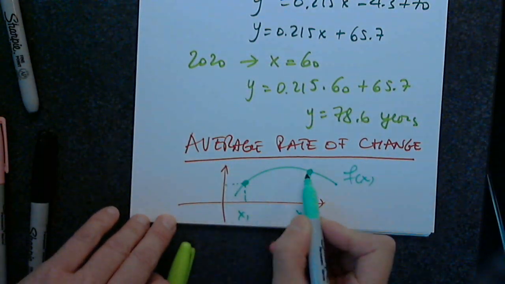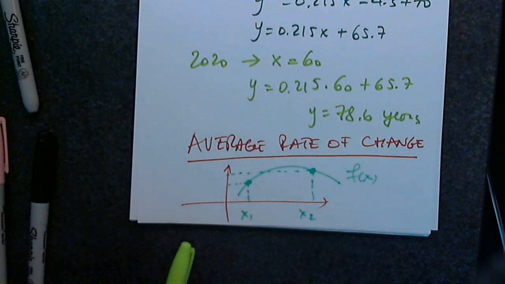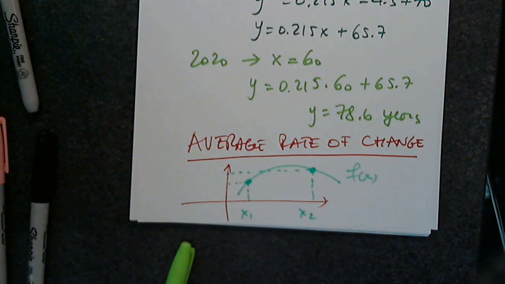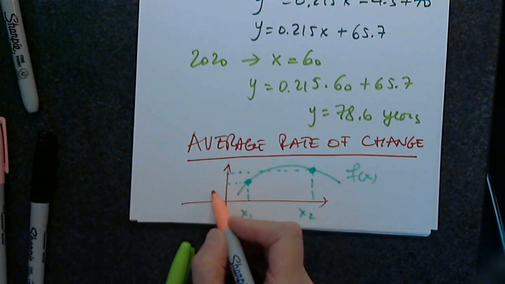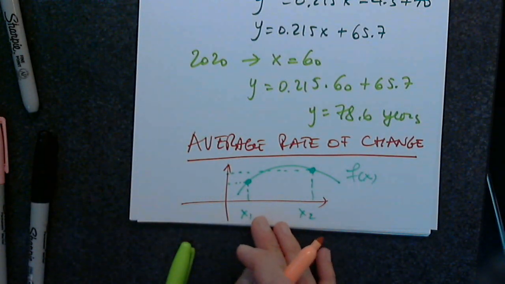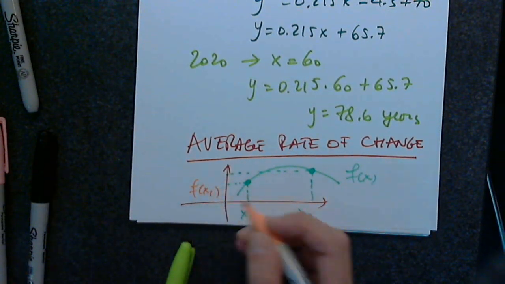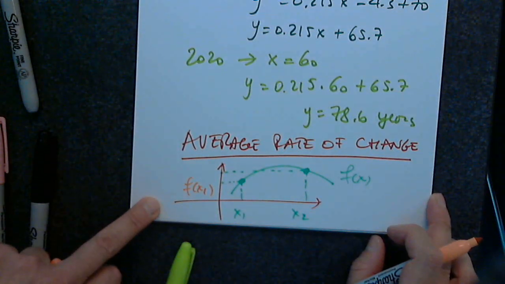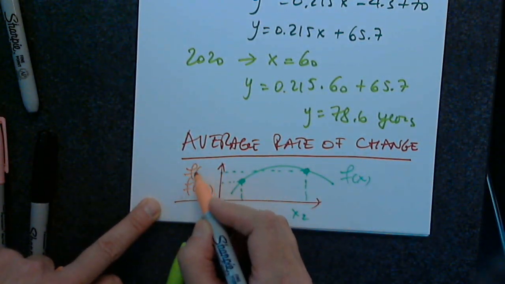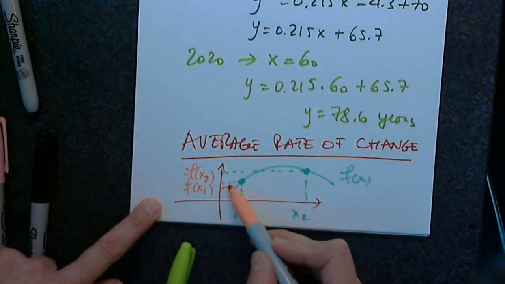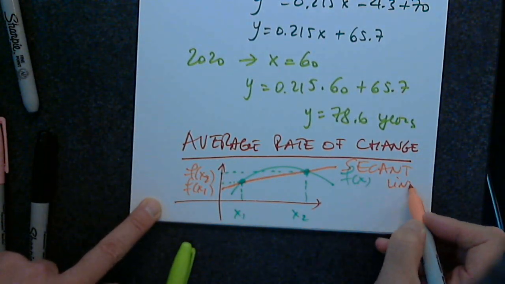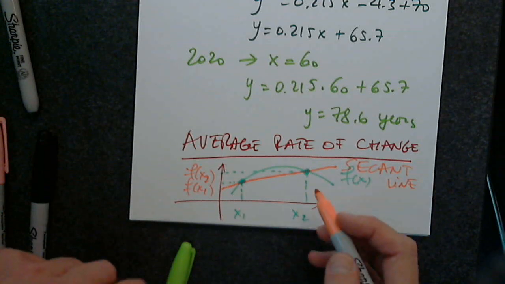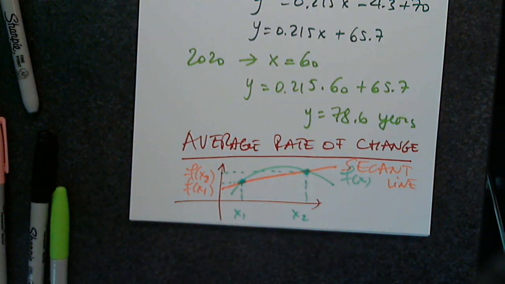Can anyone give us the y value here and the y value here? So this point has x1 as x coordinate, and I would like to determine the y coordinate. We've done this at least 3 or 4 times today. Excellent. I had to trigger your memory. Oh, awesome. Thank you. What about this one? Excellent. And now let's imagine that we draw a line. It's called the secant line between these 2 points. The slope of this line will give us the average rate of change.